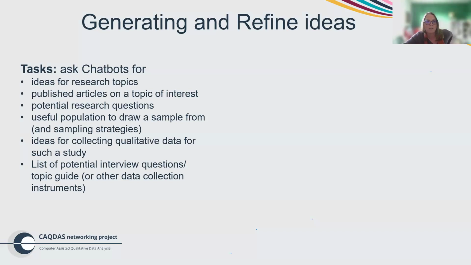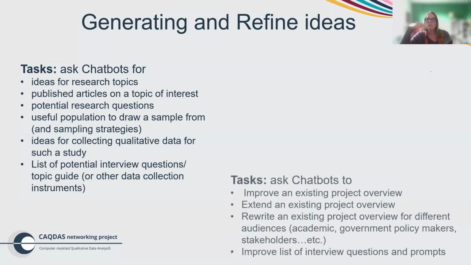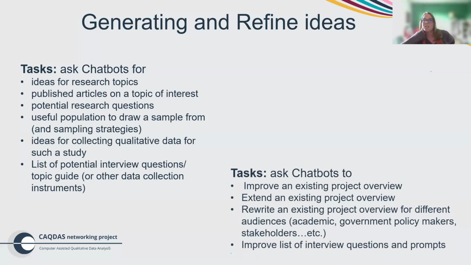So these are just some of the tasks that chatbots are being used for, but researchers are starting to use them not only to ask for ideas for things, but to ask them to do things. So refining an existing project overview. Maybe you've written a project overview and you're asking a chatbot to refine it, to improve it in some way, or to extend it. What have I missed? This is what I'm planning to do. Is there anything I've missed? And those sorts of things.